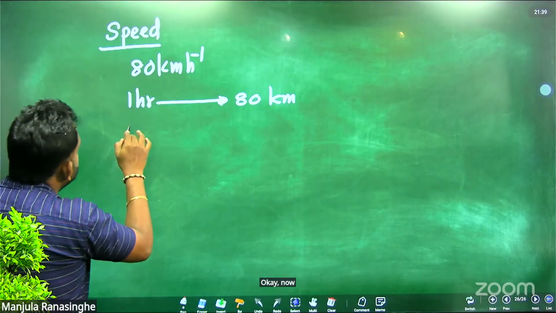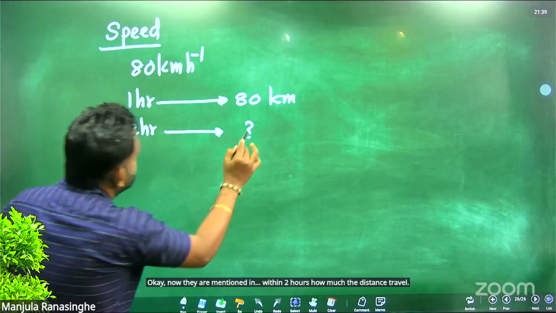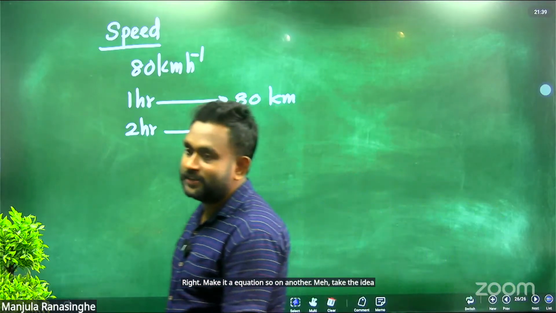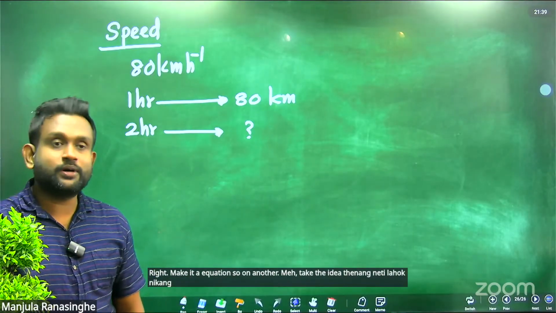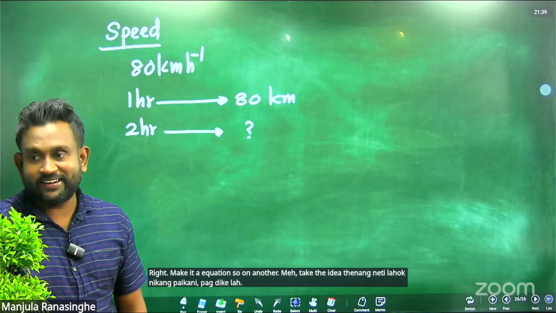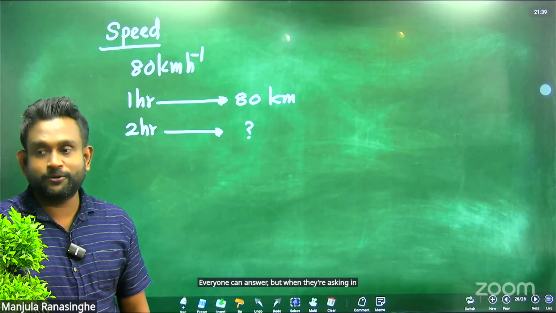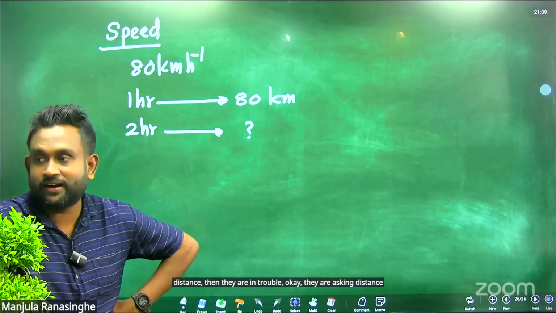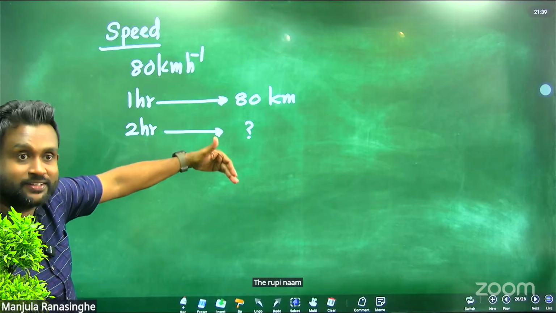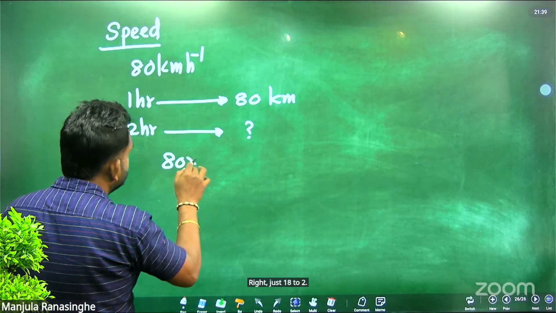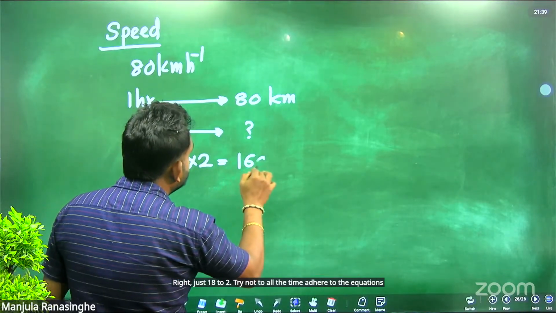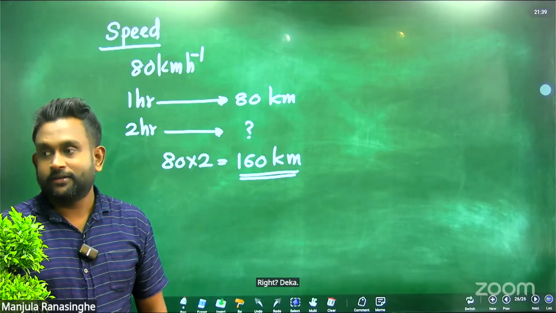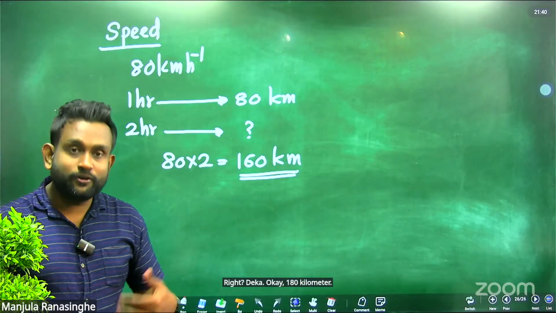Now they are asking how much distance is traveled within 2 hours. Do we need equations here? No. Take the idea. When children are asked casually outside of maths, if a vehicle goes 80 in an hour, how much in two hours, everyone can answer. But when they ask it in a maths paper, under speed, time and distance questions, they are in trouble. If it is 80 per hour, then for two hours it is 180 kilometers. Not all the time adhere to the equations. Take that idea. 80 for one hour, for two hours it is 80 twice, 180 kilometers. Clear? So don't get used to the equations all the time.